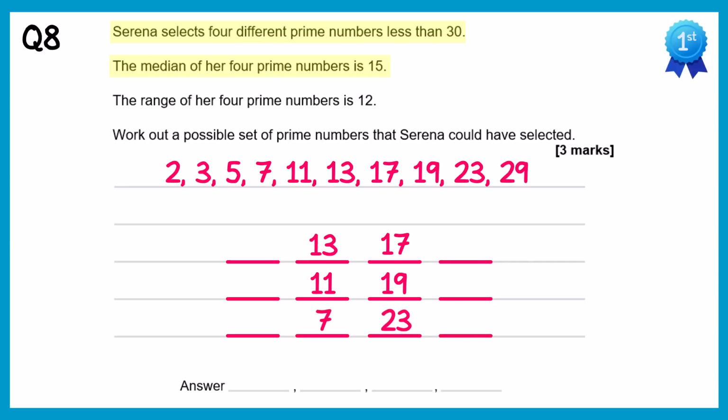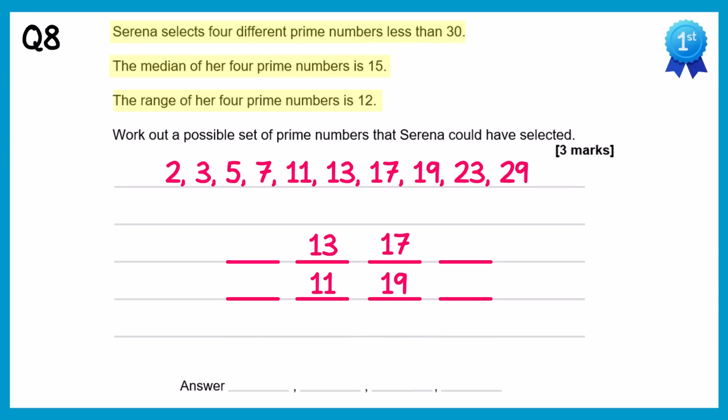Now we'll consider the next statement. The range of her 4 prime numbers is 12. This means the difference between the greatest and smallest number must be 12. Let's work with the bottom example here. There's only one more prime number left greater than 23 that we can use, which is 29. And if we choose the number immediately below 7, so 5, the difference between these two is 29 take away 5, which is 24. So that range is far too big. And even if we change that 5 to a 3 or to a 2, the range will actually increase. So we can't use this bottom set of numbers at all.